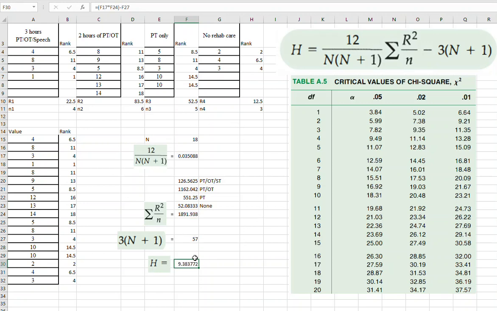Okay, so the H being 9.38, and then our degrees of freedom, because we have 4 groups, minus 1 is 3. This is our alpha level, 7.82. And because that's smaller than our H statistic, we can reject the null hypothesis.